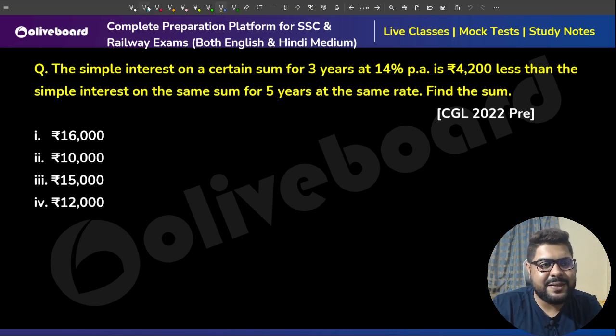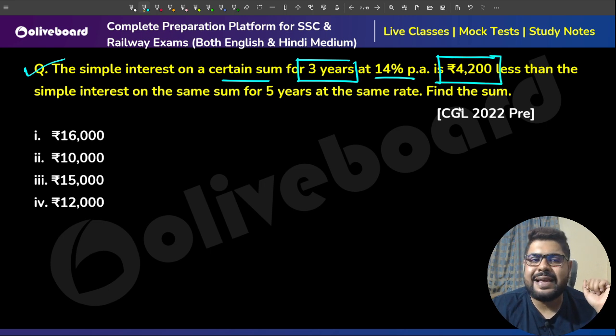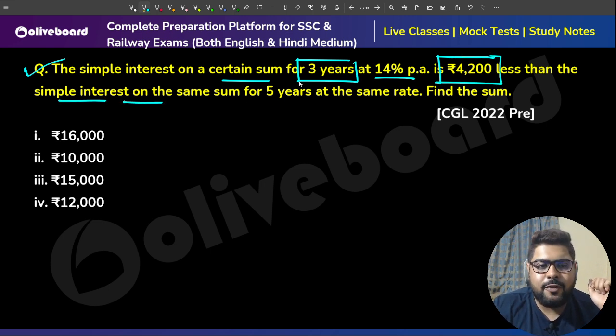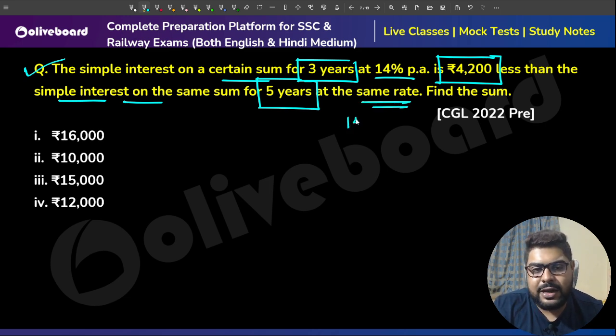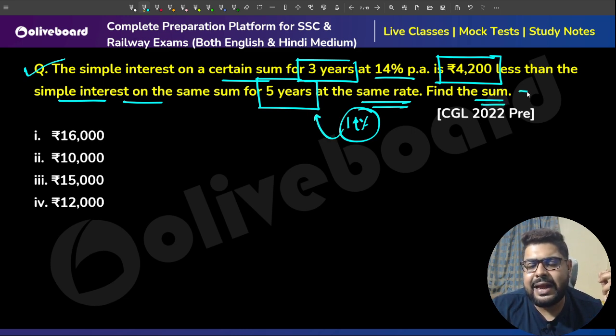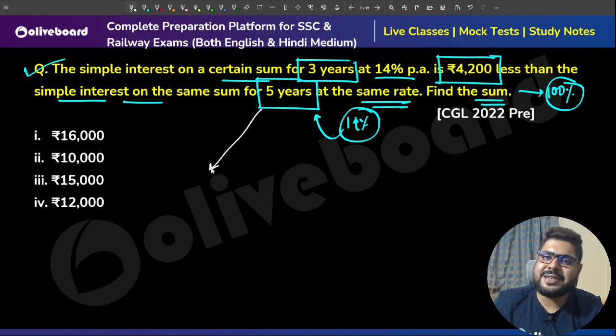Next question, sir. Simple interest. A certain sum at 14% per annum for 3 years is 4,200 rupees less than the same sum for 5 years at the same rate. Same rate, meaning again 14% only. Find the sum, meaning they are asking to find 100%. Sir, 5 years, 14% per year interest. What will be the total interest in 5 years?